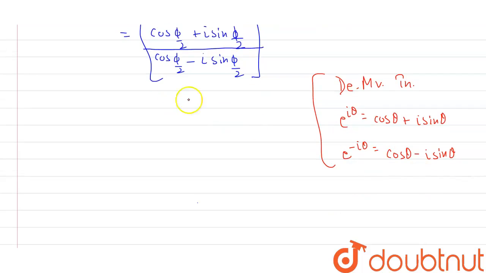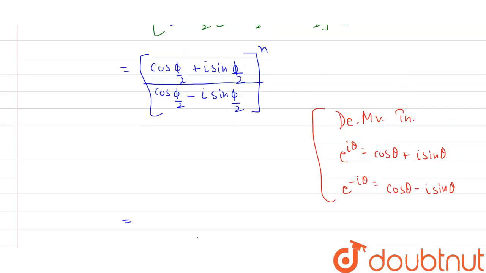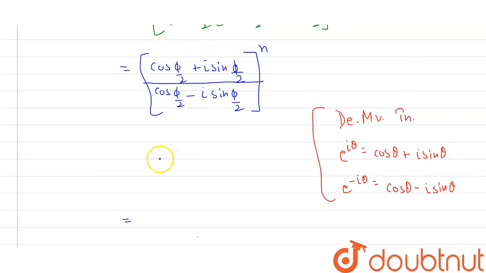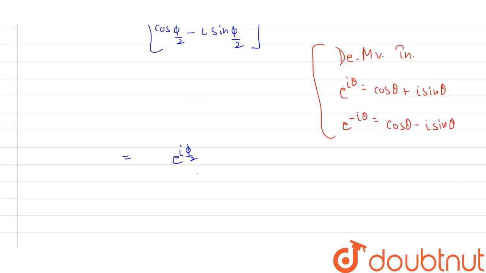So from this theorem I can say that this numerator part will become cos phi by 2 plus i sin phi by 2. Same theorem here, the difference is the angle, which is phi by 2, so I'll get the answer in terms of phi by 2. So this will become e to the power i phi by 2, divided by e to the power minus i phi by 2, because this is a minus sign, and don't forget to write the whole power n here.